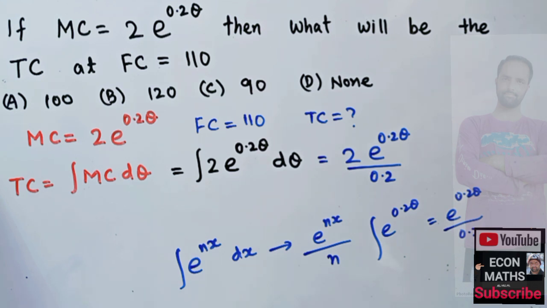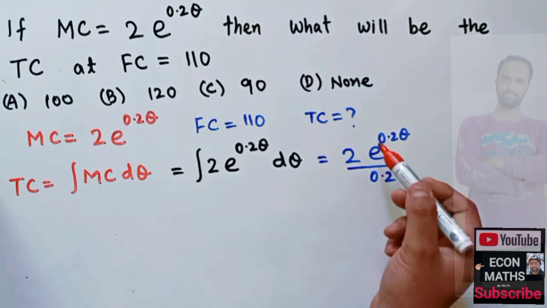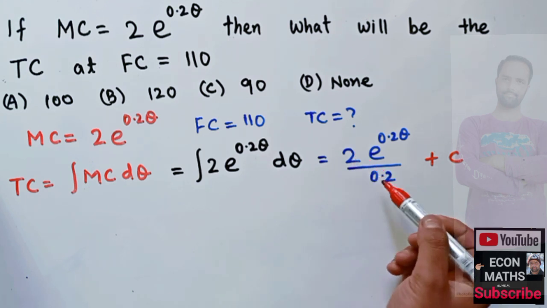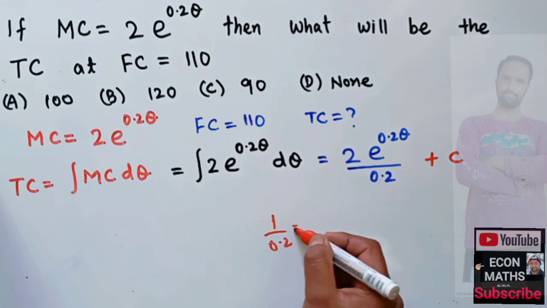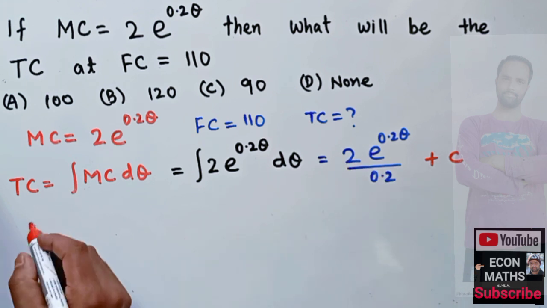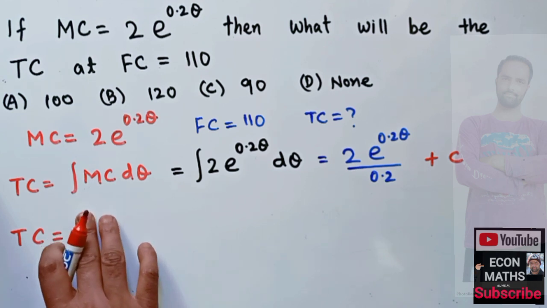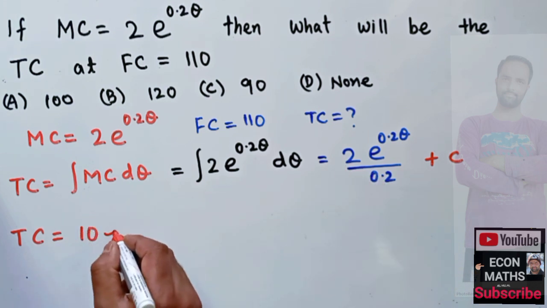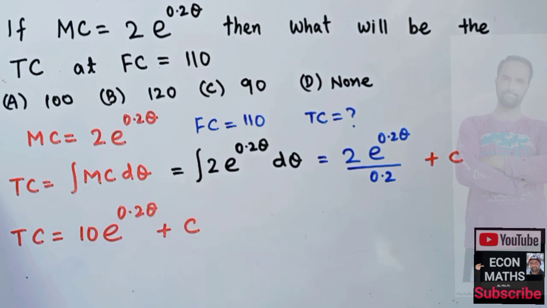So total cost is equal to this, plus we add the constant of integration. Now 2 divided by 0.2, so 1 upon 0.2, is equal to 5. 10 divided by 2 is 5, so 5 twos are 10. That means our total cost will be, rather it is 10, 5 into 2 is 10, so 10 e to the power 0.2 q plus the constant of integration.